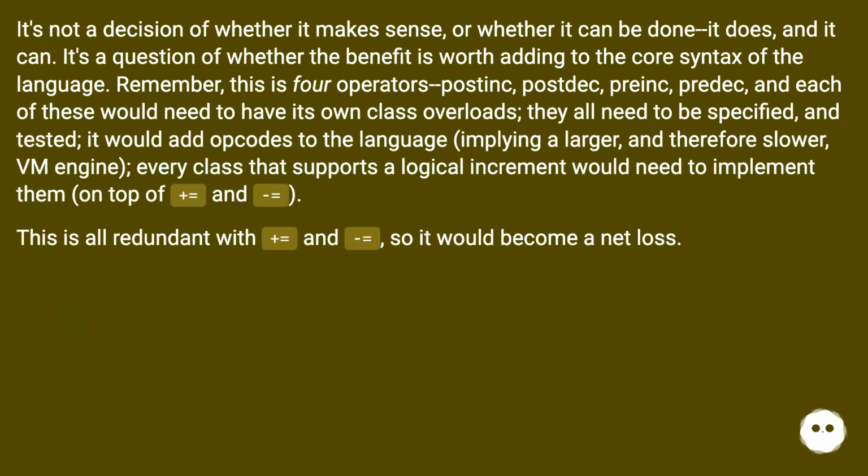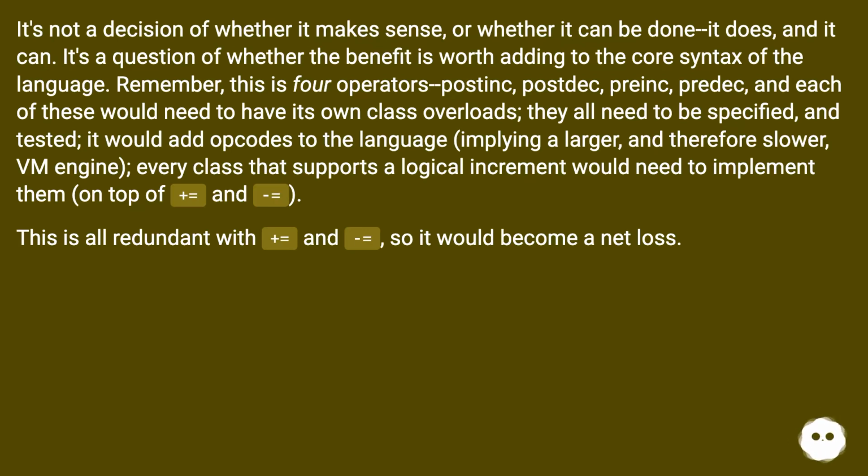It's not a decision of whether it makes sense, or whether it can be done. It does, and it can. It's a question of whether the benefit is worth adding to the core syntax of the language. Remember, this is four operators: post-inc, post-dec, pre-inc, pre-dec, and each of these would need to have its own class overloads. They all need to be specified and tested.